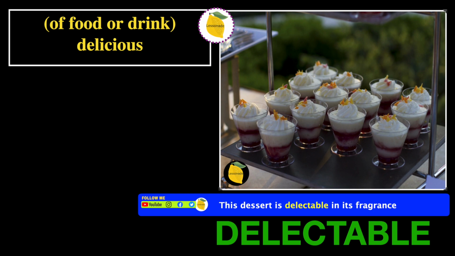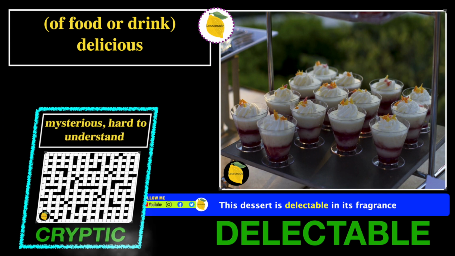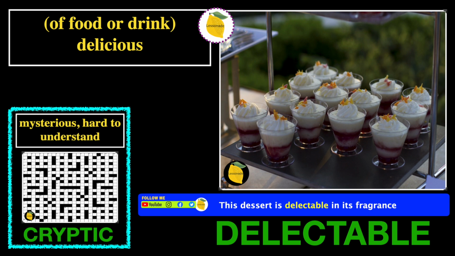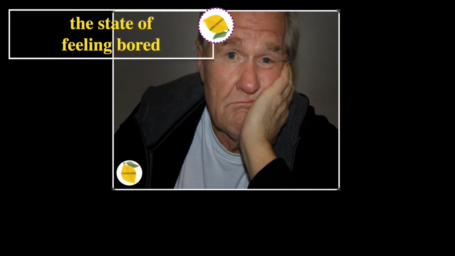So once again, before we go into the next one, let's try to recall the previous slide. The word we learned in the previous slide is cryptic. Let's go on to the next one.